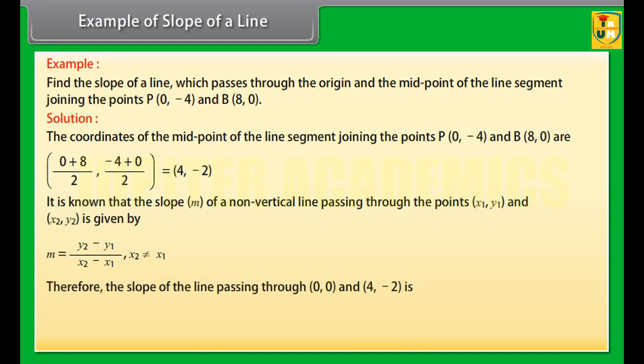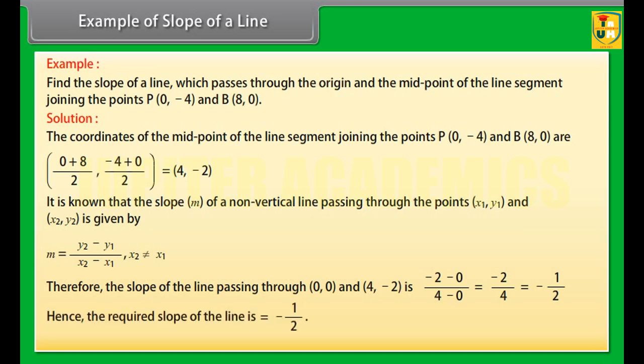Therefore, the slope of the line passing through (0, 0) and (4, -2) is (-2 - 0)/(4 - 0) = -2/4 = -1/2. Hence, the required slope of the line is -1/2.